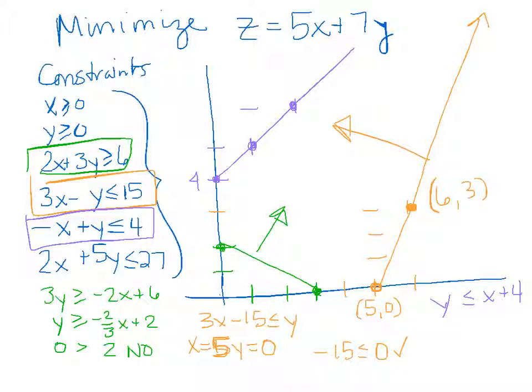So now I need to go above or below the line. Testing 0, 0: 0 is less than or equal to 0 plus 4. That's a true statement. So 0, 0 is a good solution. I want to be below that line. Okay, that's good. Now, last one.